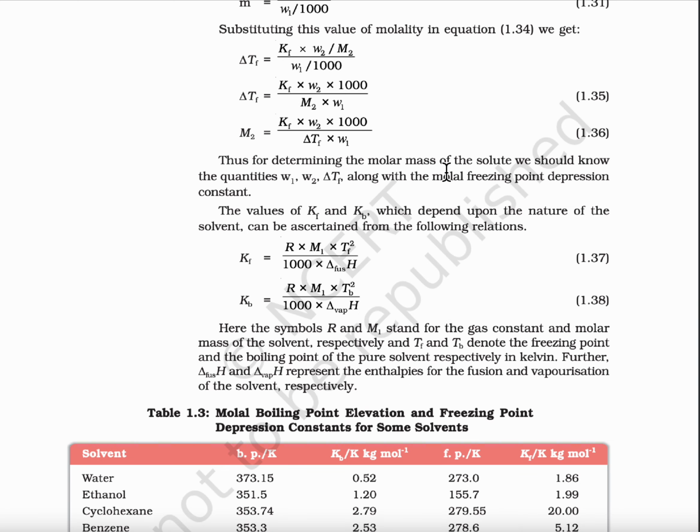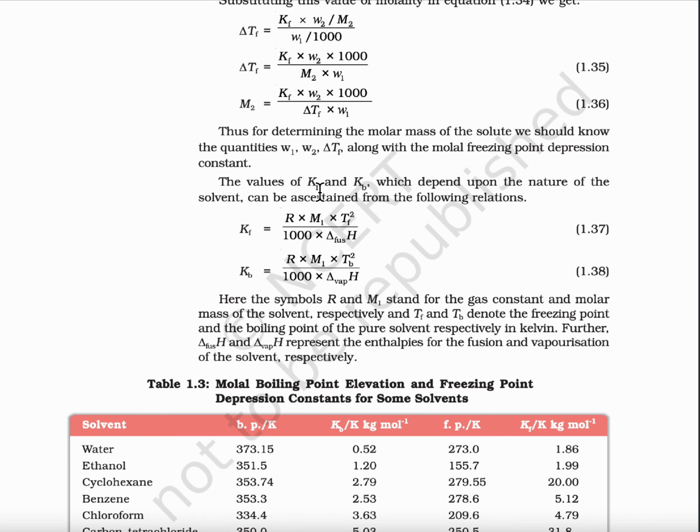Thus, for determining the molar mass of the solute, we should know the quantities W1, W2, delta Tf, along with the molar freezing point depression constant. The values of Kf and Kb, which depend upon the nature of the solvent, can be ascertained from the following relations. So Kf and Kb formulas are given.